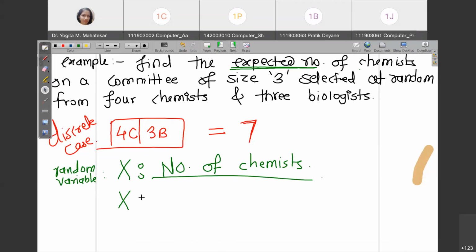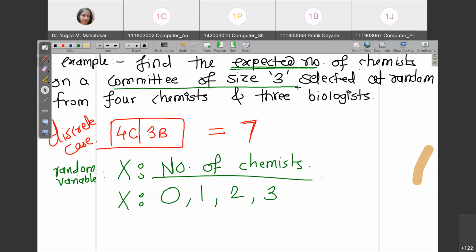Now you tell me the range of X, the number of chemists. What are the possible values capital X can take in this experiment? You have to find a committee of what size? 0 to 3. You may have 0 chemists, you may have 1 chemist, you may have 2, you may have 3. The maximum value of capital X is 3, because we have to find a committee of size 3 only.